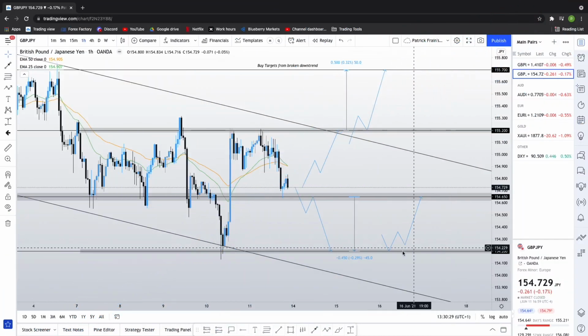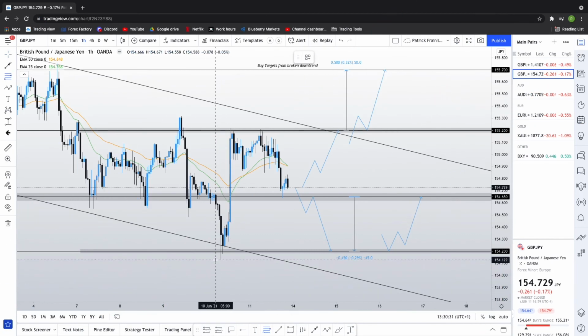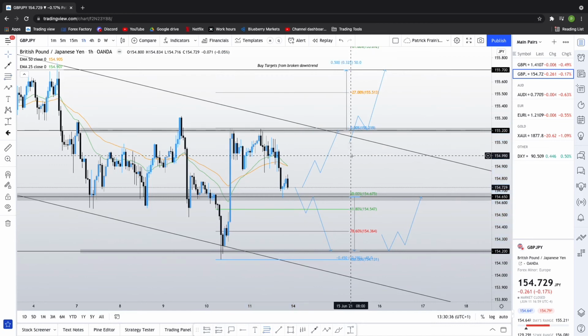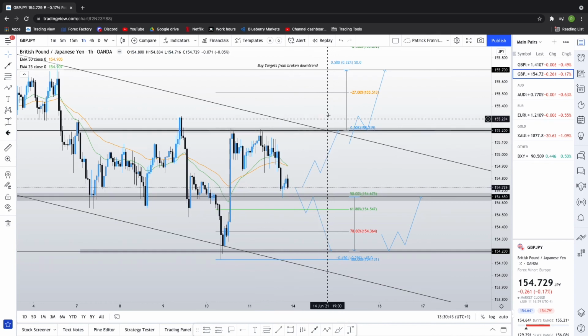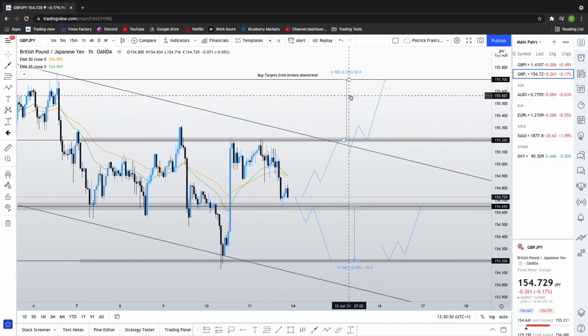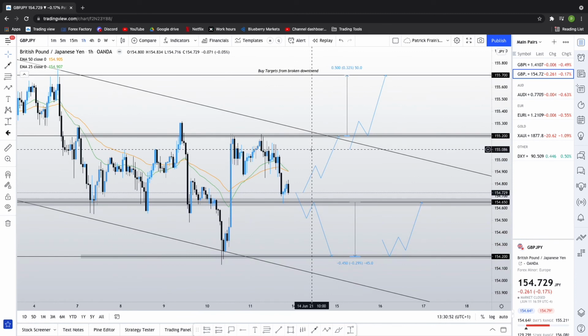Dropping down to the hourly, guys, on pound yen. Looking at the Fibonacci of this bullish move to the upside from the swing low to the swing high, as you can see, we did get a bullish pin bar off the 50% level, so I will be looking for price to move up to our negative 27 extension and also 155.700, which is around 50 pips above our level of resistance at 155.200.